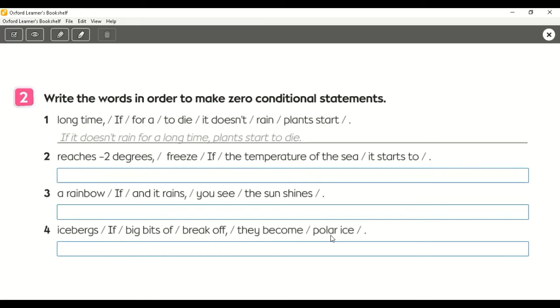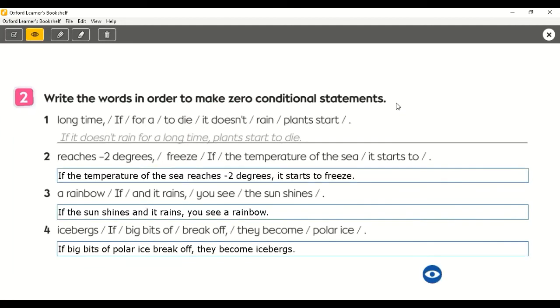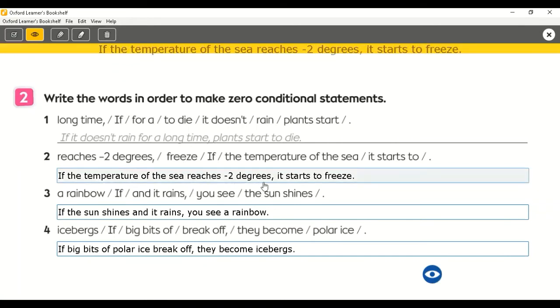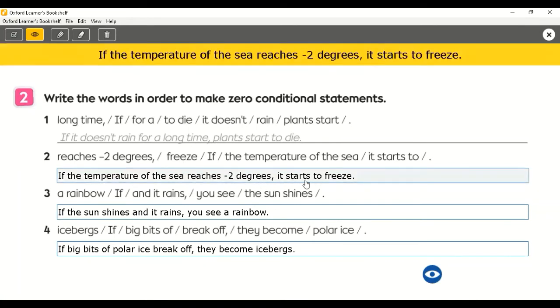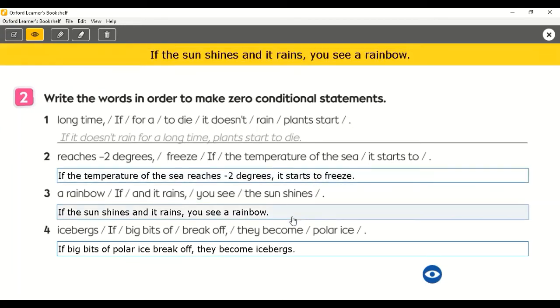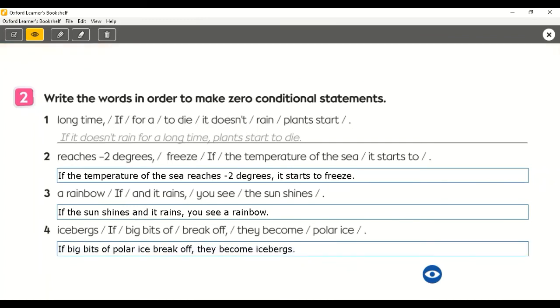Have you finished? Okay, great. Check your answers now. If the temperature of the sea reaches -2 degrees, it starts to freeze. Number 3, if the sun shines and it rains, you see a rainbow. And the last one, if big bits of polar ice break off, they become icebergs. Excellent.